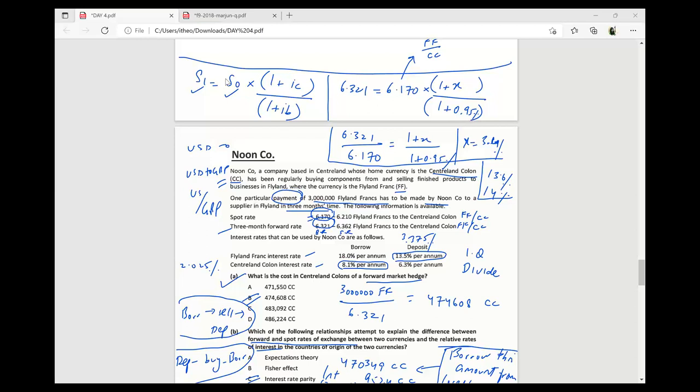Because Abbas, you are taking 6.321 as the 3 month forward rate. So since you are taking a 3 month forward rate, you need to have interest and inflation rates for 3 months. Assam, 3.8% was per annum. We need to put 3 months, so 3 months is 0.95%. For 1 year, per month you need to divide it by 12, and for 3 months, multiply by 3.